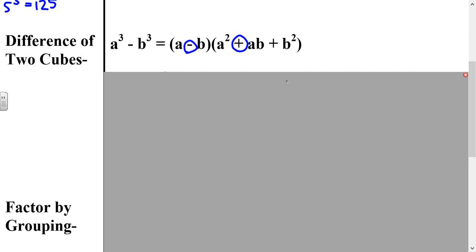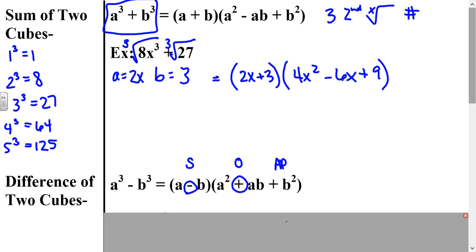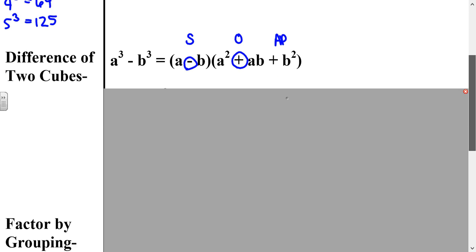There's an acronym that we use to remember the formula if you can't remember. It's called SOAP. Same, opposite, always positive. This symbol is the same as whatever this is. This symbol is the opposite of what this sign is. And this symbol is always positive. On both formulas, if you look at them, this one's the same as whatever you have. This one's the opposite of whatever you have. And these last ones are always positive. So that's how we remember it.